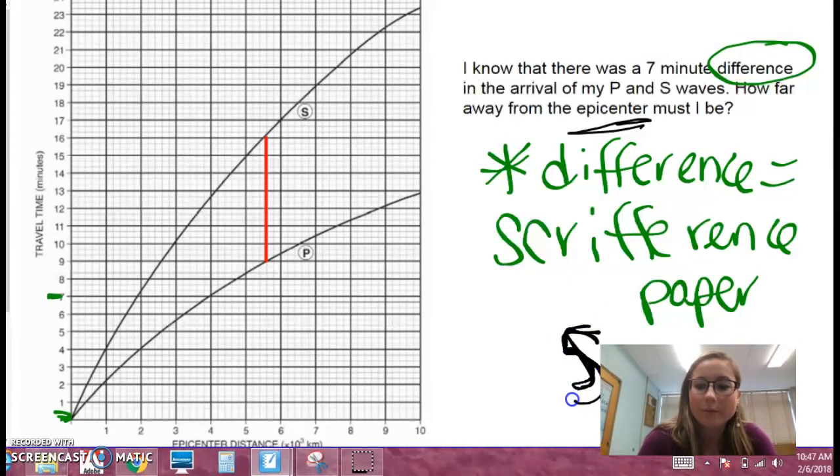So remember, the key word here is that if you see the word difference in your question, you need to use scrap paper and do the slide and fit method.